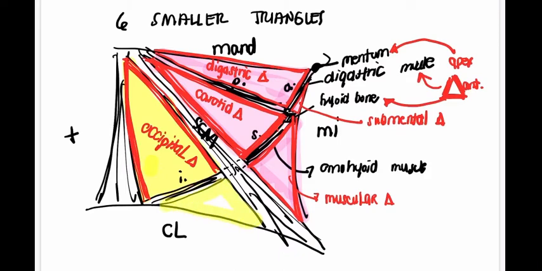Now, the sixth triangle is what we call the subclavian triangle or the supraclavicular triangle, supra because it's above the clavicle. Posteriorly, it's bounded by the inferior omohyoid muscle, inferiorly by the clavicle, and anteriorly by the posterior border of the sternocleidomastoid muscle.